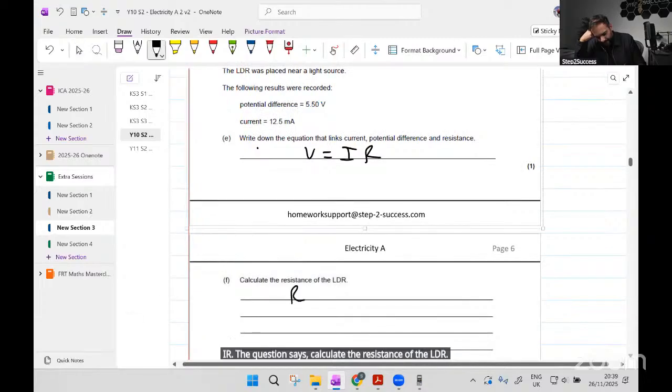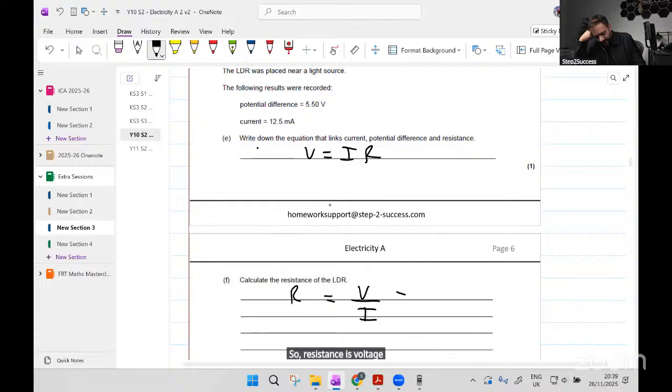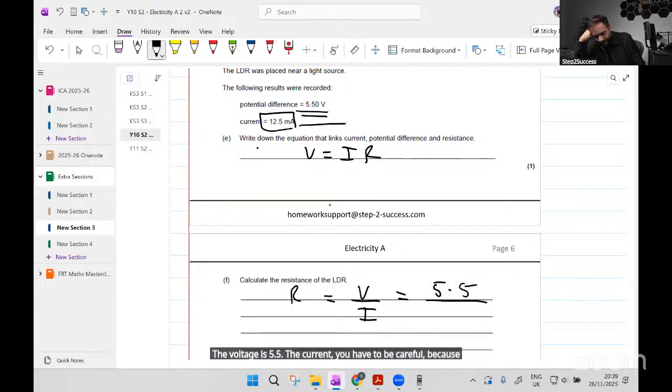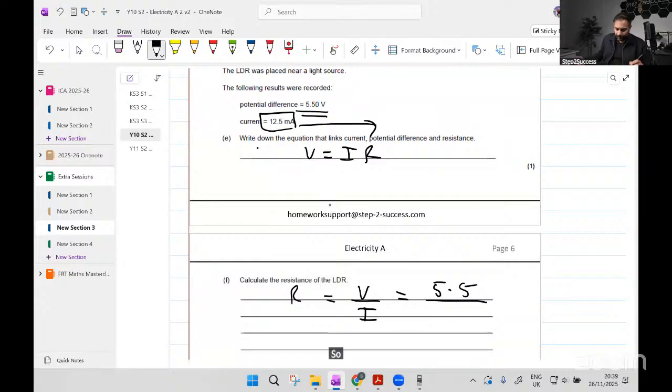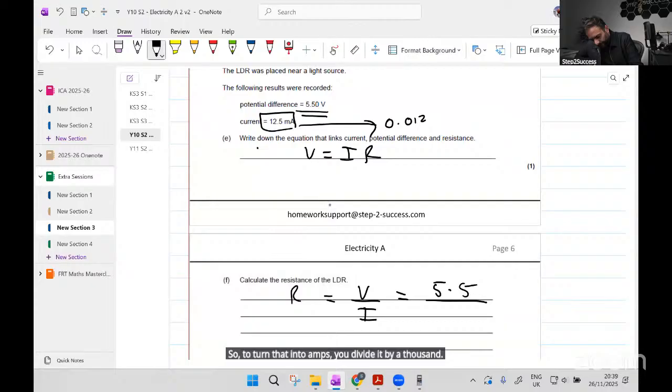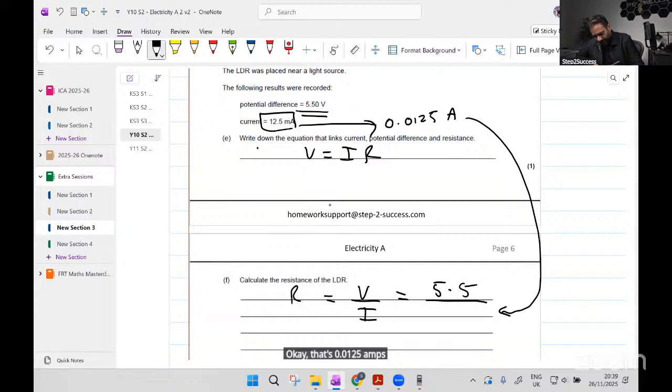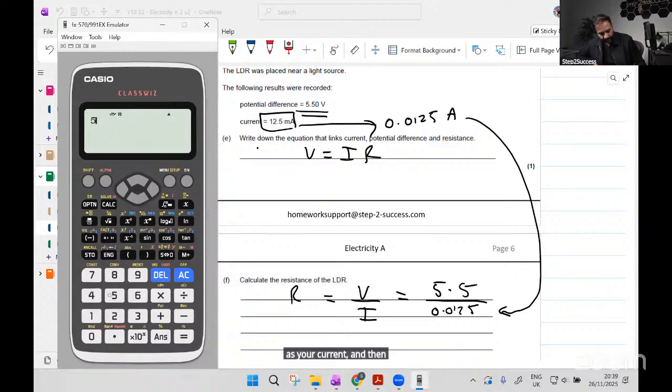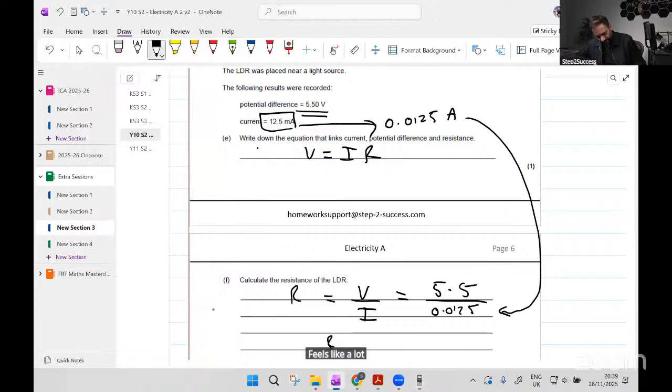So resistance is voltage over current if you rearrange the equation. The voltage is 5.5. The current, you have to be careful because they gave it to you in milliamps. So to turn that into amps, you divide it by 1,000. Okay, that's 0.0125 amps. That is what comes into here as your current, and then you do 5.5 divided by that. Feels like a lot of marks for that question, but it is the answer.